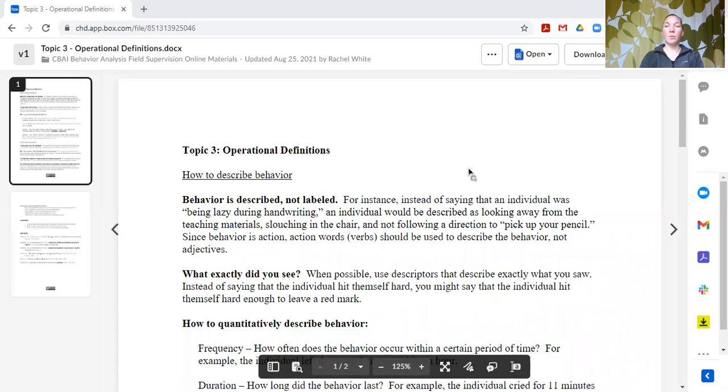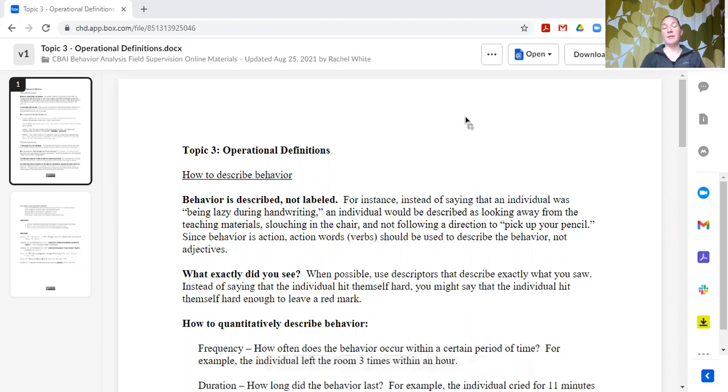Hi, this is Rachel, and today we're going to cover topic 3, operational definitions. So when we talk about operational definitions, we're talking about how we are describing or defining this behavior that we want to take a closer look at.